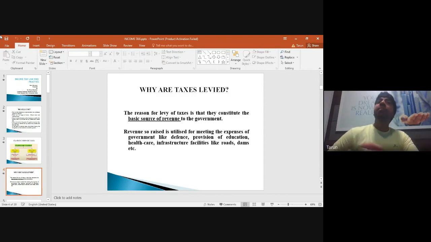So that's the main reason the taxes are imposed on the incomes of the people. So these are the two main reasons. You can elaborate with the help of examples as well in your final examination.